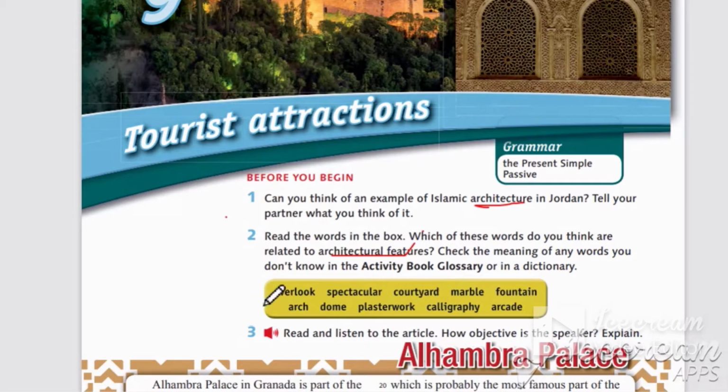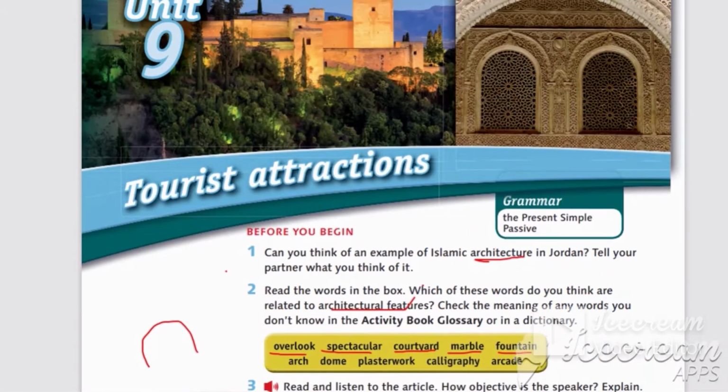أوكي يا مس؟ نيجي هون. Overlook مطل. Spectacular مذهل. Okay. Courtyard فناء. Marble رخام. Fountain اللي هي نافورة. Arch اللي هو قوس, اللي هو شكل القوس يا مس, اللي هيك. Okay. This is arch. شايفينه؟ نيجي هون للصورة عنا. Yes, هذا الشكل شايفينه؟ هذا بنسميه arch. Okay.